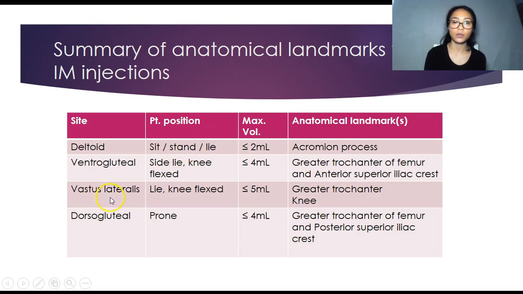Our vastus lateralis in the quad, the patient is lying, they can lie semi-supine with their knee flexed. It takes anywhere up to and including 5 milliliters, so a really great accessible site for patients in acute care. We're going one hand width below the greater trochanter, one hand width above the knee. The dorsogluteal site, most often used in mental health settings. The patient is prone. It takes anywhere up to and including 4 milliliters. And we're feeling for the greater trochanter of the femur and the posterior superior iliac crest.